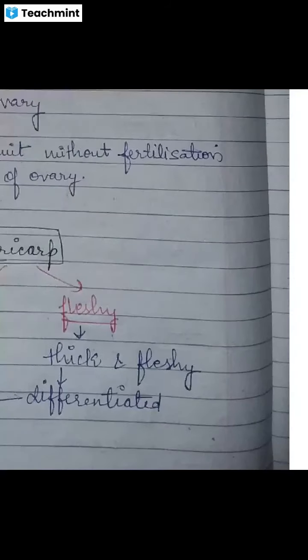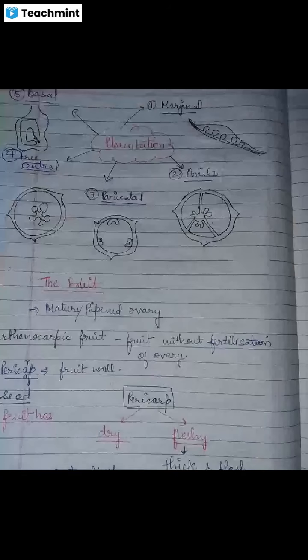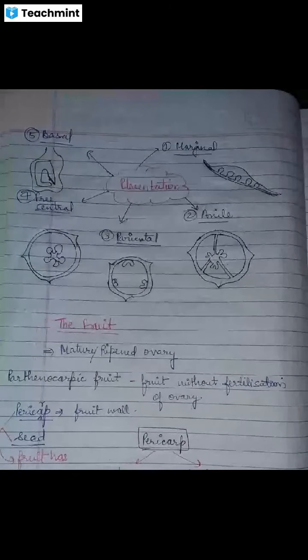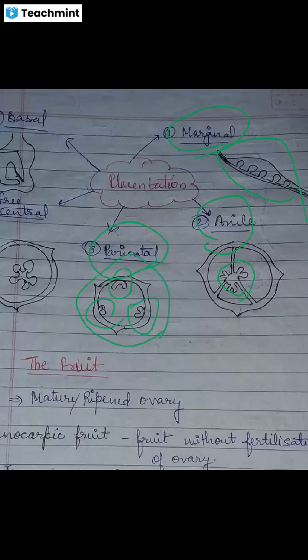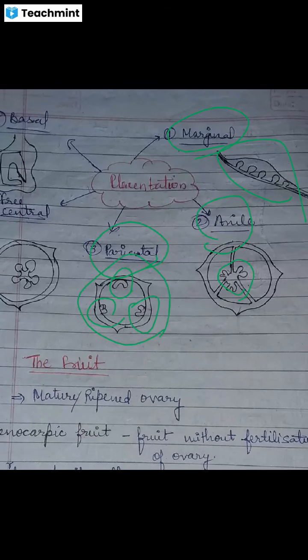So see the diagram. Very pretty diagram I have made. See, first is the marginal. I told you. Example in axial, the ovules are present at the axis. ठीक है, they are attached to the placenta in a multilocular manner. In parietal, on the periphery the ovules are present. Then in this free central, in the middle, the multilocular manner, and the basal at the base.